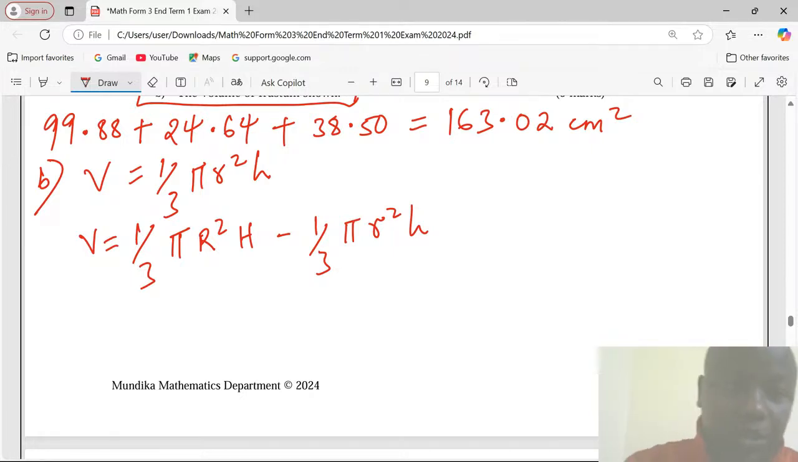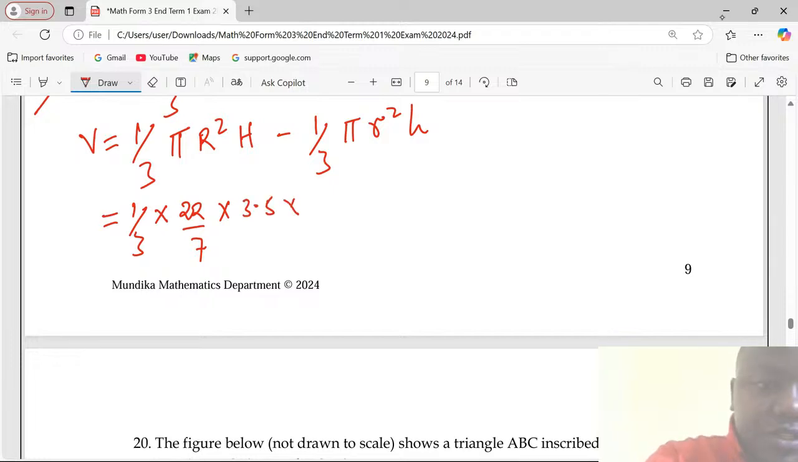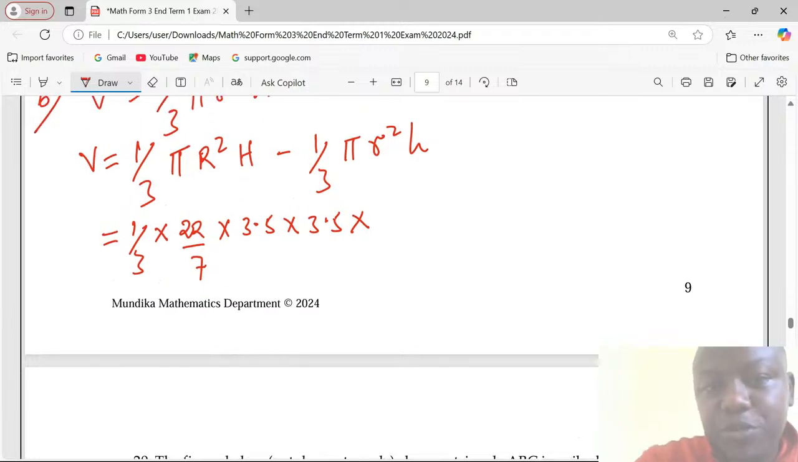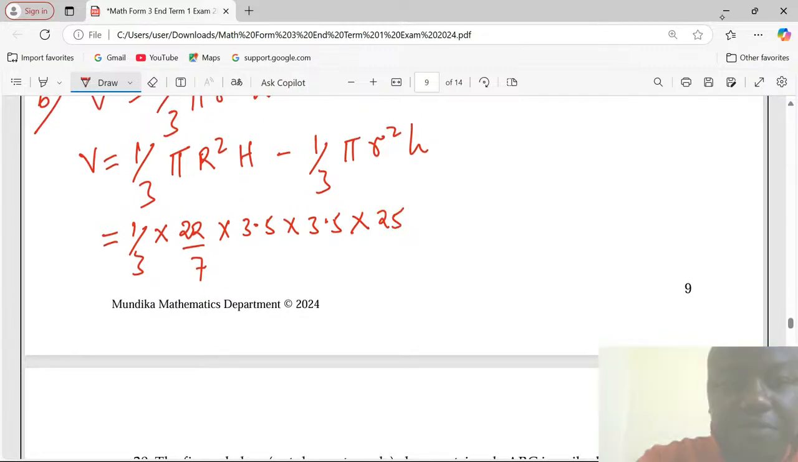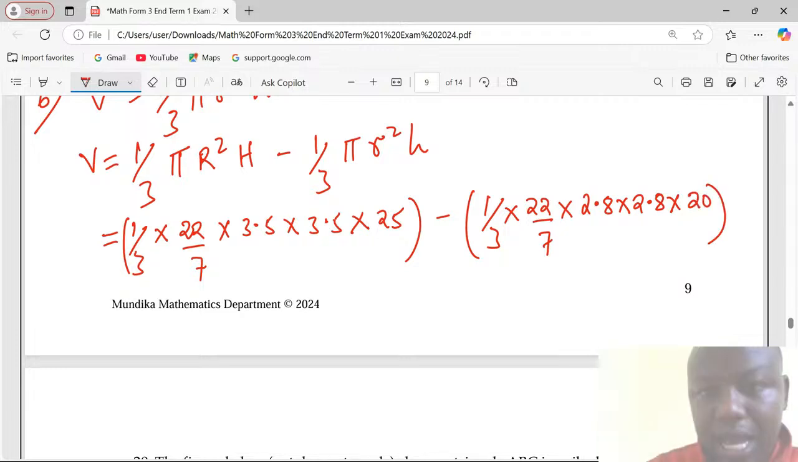So now we have to substitute. A third pi R squared, then the capital H, 25. Now we will be subtracting a third pi r squared, the small h of 20.